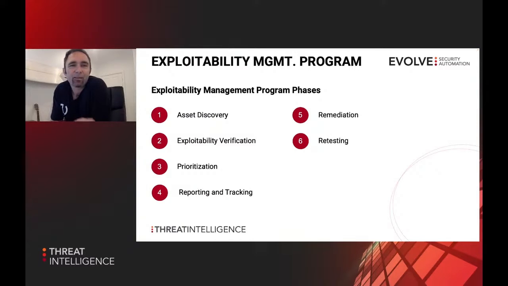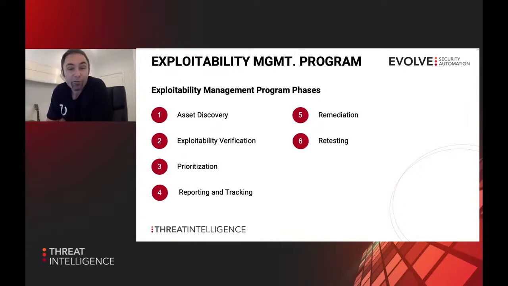And then the next part of exploitability management is retesting. So once the remediation gets put in place, that may be, for example, an upgrade to the software. It may be a security patch is applied. It may be a workaround or a configuration change that's been implemented. It could be that a password change has been done.